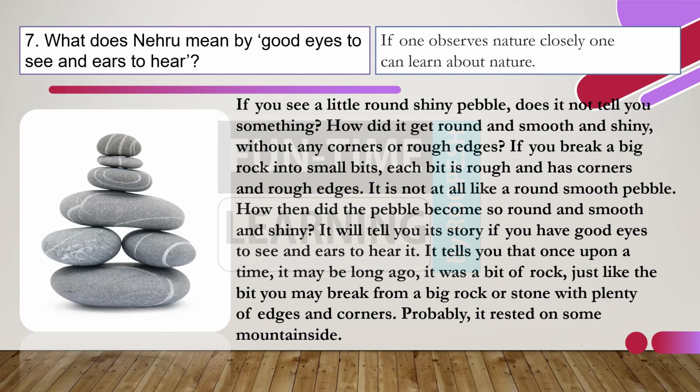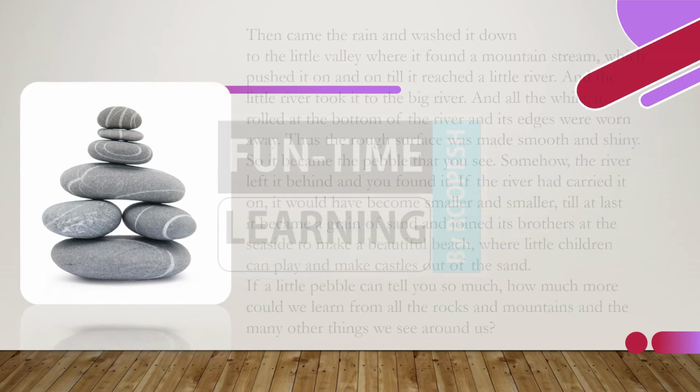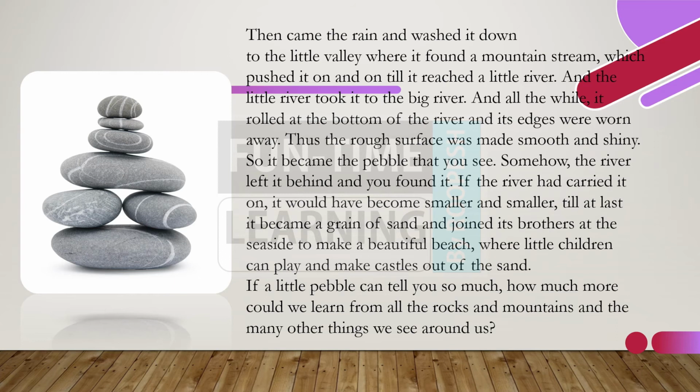So they have good eyes to see and ears to hear. Then came the rain and washed it down to the little valley where it found a mountain stream which pushed it on and on till it reached a little river.